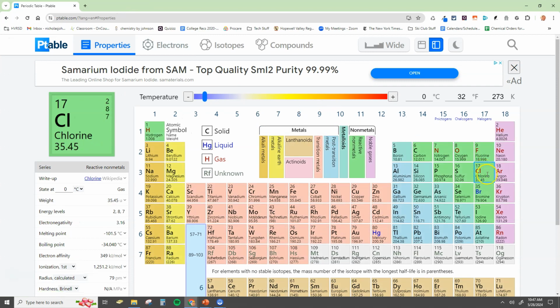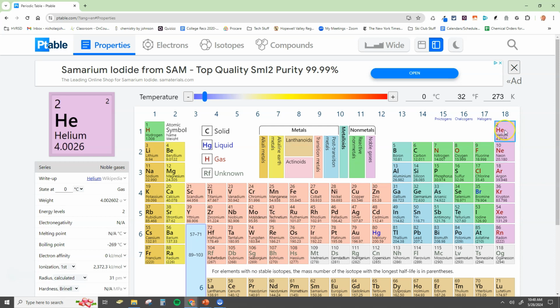The easiest way to do it is to find your element again, so here it is, chlorine, and count backwards until you land on a noble gas. 17, 16, 15, 14, 13, 12, 11. Finally, I land on the noble gas neon at 10. Neon will be the noble gas that I put in square brackets.